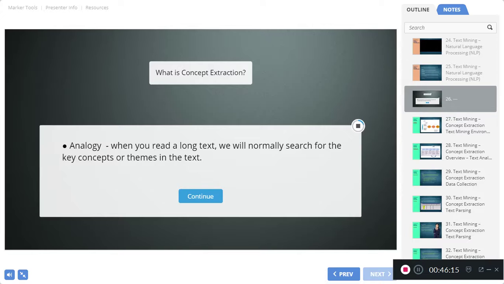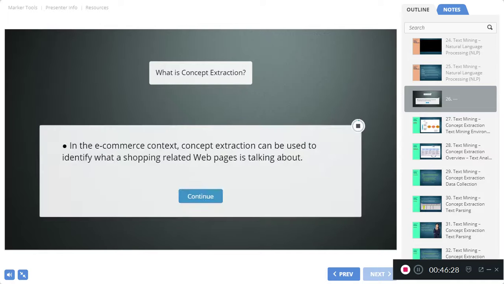Analogy. When you read a long text, we will normally search for the key concepts or themes in the text. In the e-commerce context, concept extraction can be used to identify what a shopping-related web page is talking about.